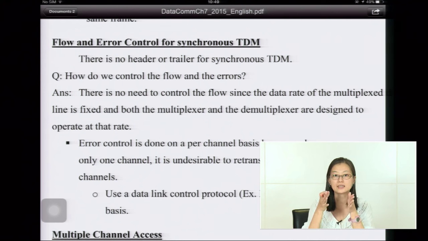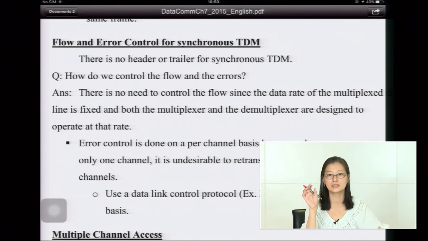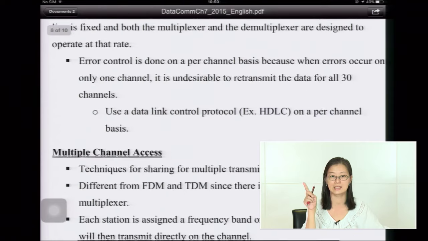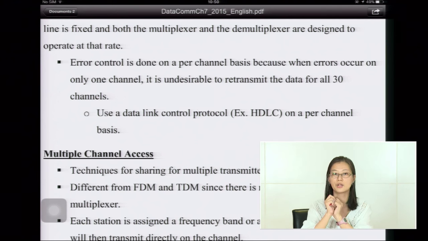The answer is that there is no need to control the flow because the flow is fixed. The data rate of the multiplex is not changing, okay? It's constant. It's always sent like this. For example, 8,000 frames per second, 64 kilobit per second, something like that. Okay, so the multiplexer and the demultiplexer are designed to operate at that rate exactly. So when it turns, it will correspond to the rate that you designed for the standard.